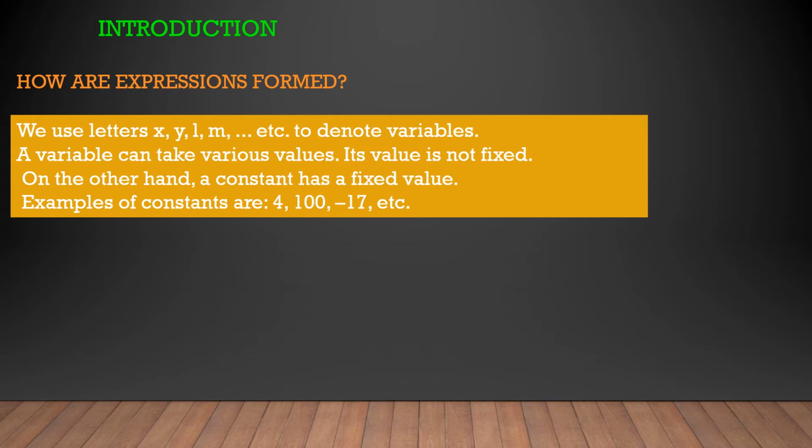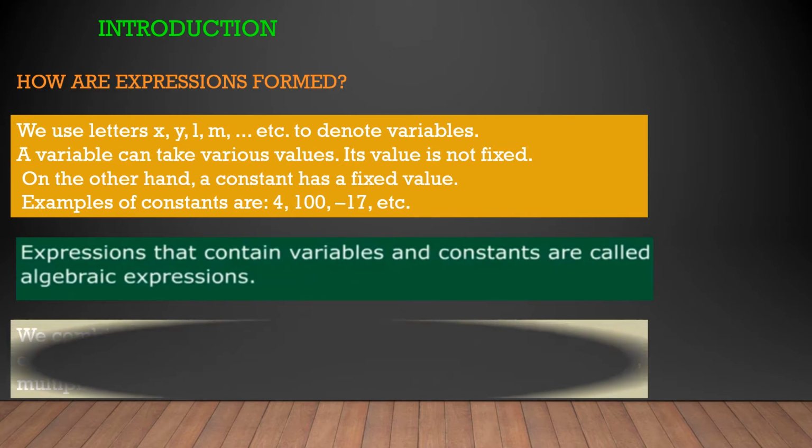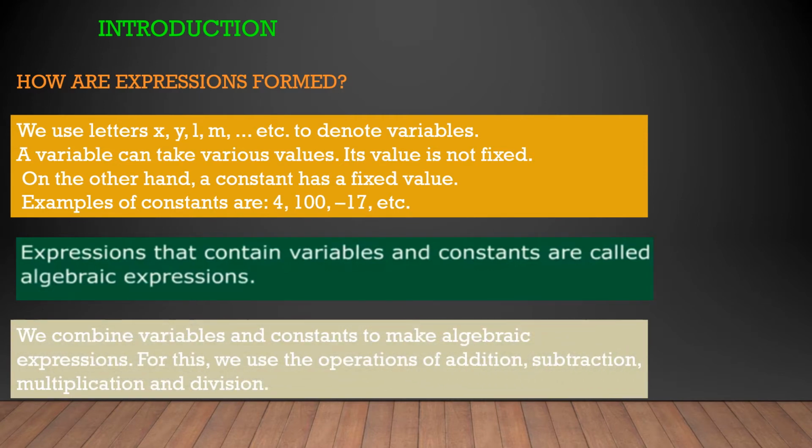Thus, expressions that contain variables and constants are called algebraic expressions. We combine variables and constants to make algebraic expressions. For this, we use the operations of addition, subtraction, multiplication, and division.